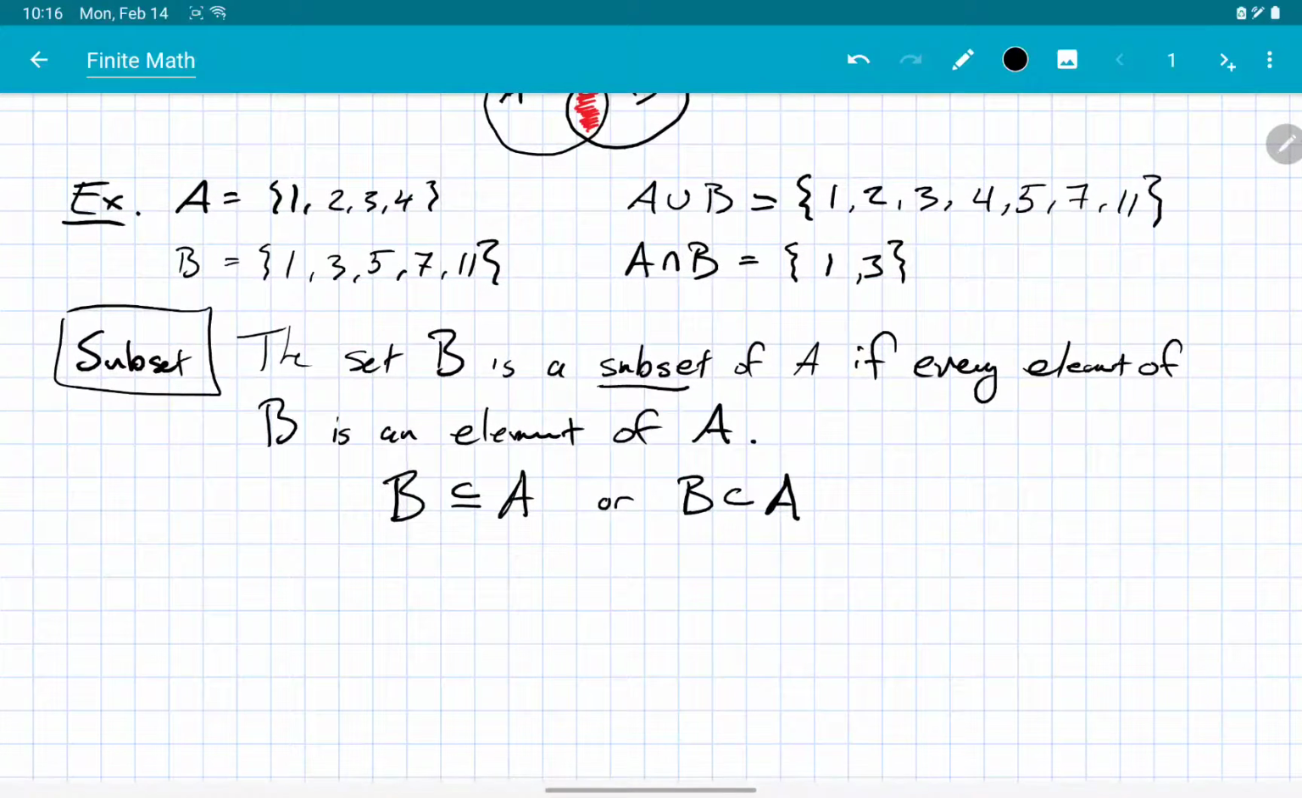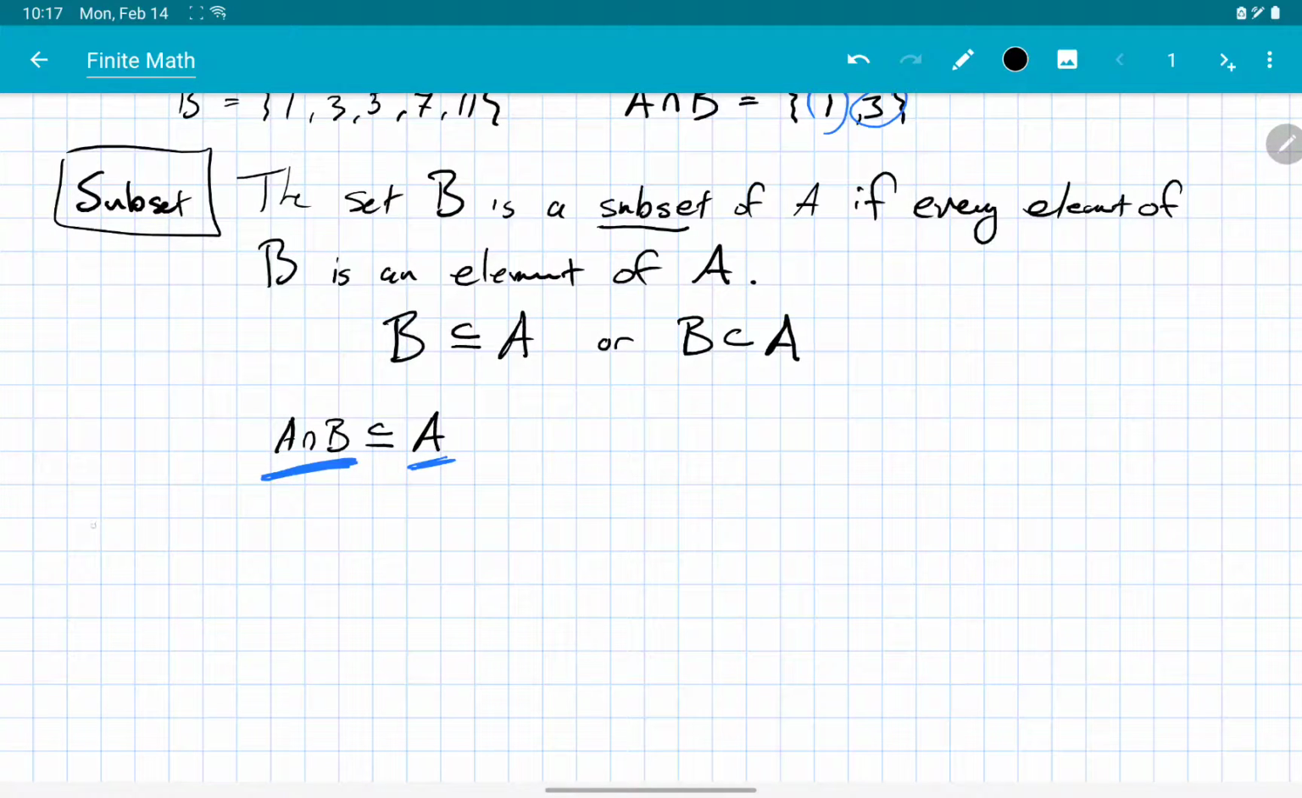So an example that we saw just above is that A intersect B is a subset of A, right? Because A intersect B in the one we just looked at, let's go back up, has 1 and 3 in it. And 1 and 3 are both in A. So every element of this set here is also an element of A. And so we say A intersect B is a subset of A.